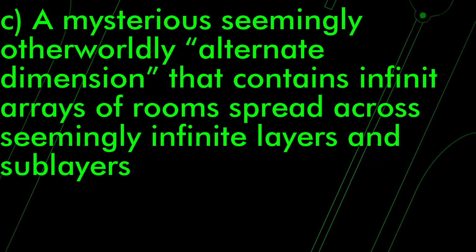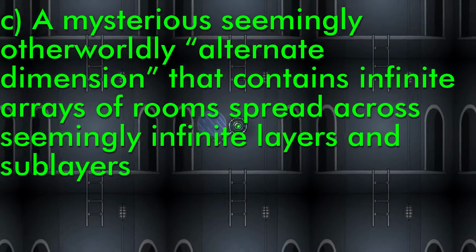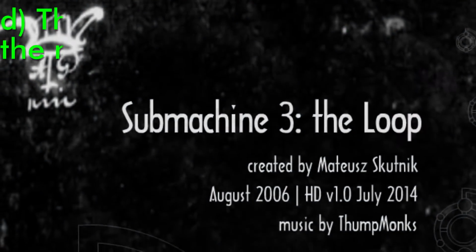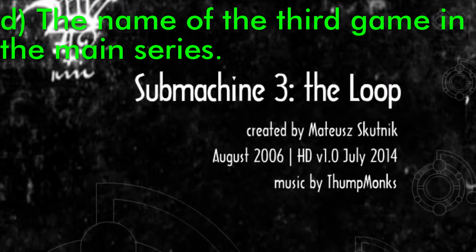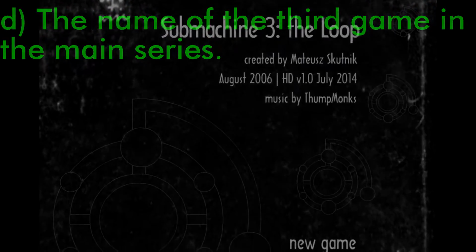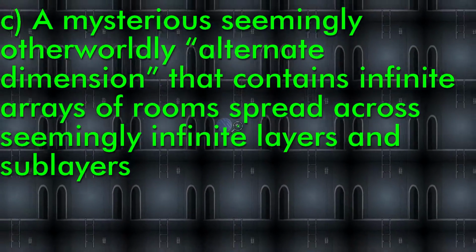C, a mysterious, seemingly otherworldly alternate dimension that contains infinite arrays of rooms spread across seemingly infinite layers and sublayers. Or D, the name of the third game in the main series. While all of these definitions are definitely worthy of discussion, in this video we will be focusing on definition C, and we will be revisiting Submachine 3 The Loop in order to do so.